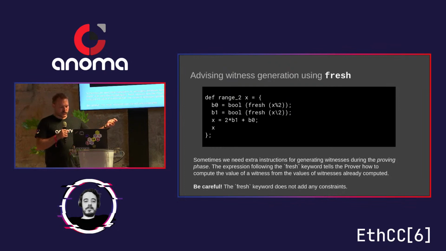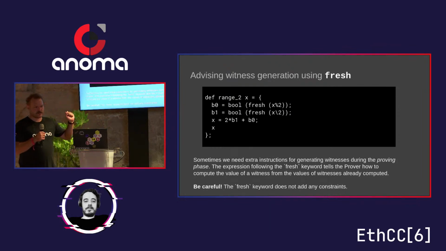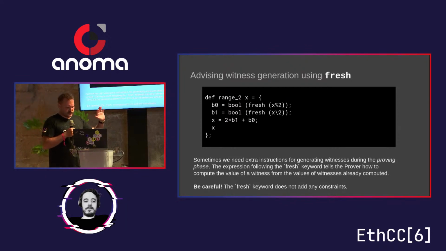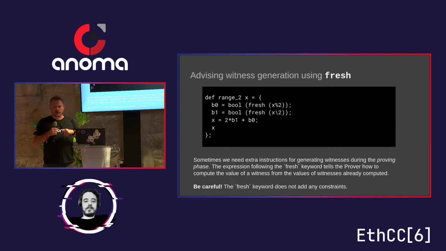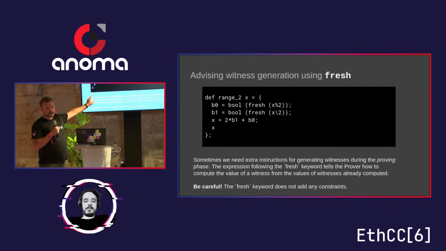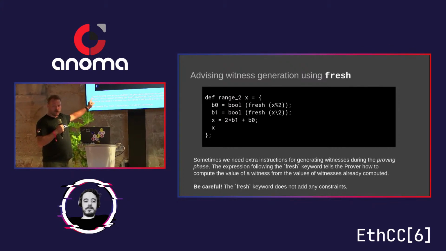So we have fresh. There's a similar concept in CIRCOM, I believe. They've got a symbol for this. But what fresh does is it allocates a brand new variable, fresh variable, and the expression inside the parentheses tells the prover later on how to compute that variable. Fresh does not create any constraints. So you have to be careful with using fresh.